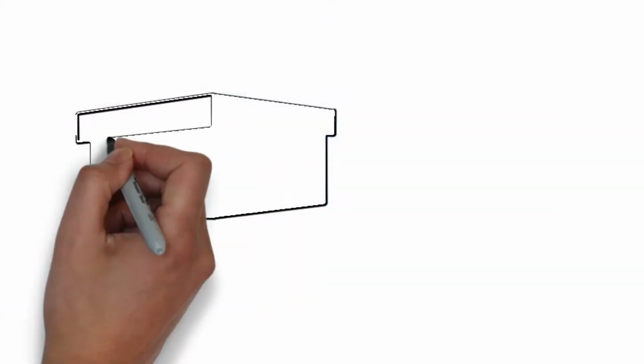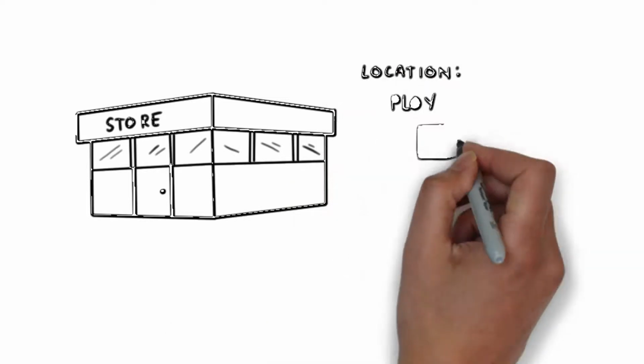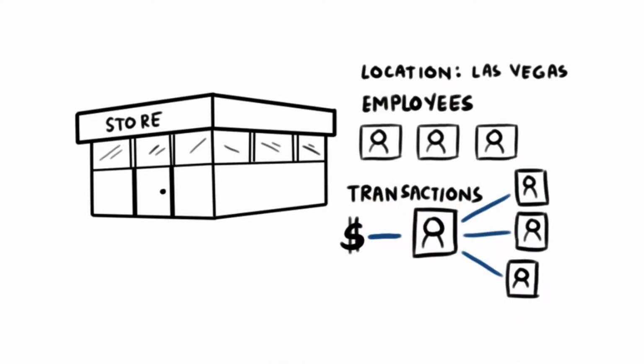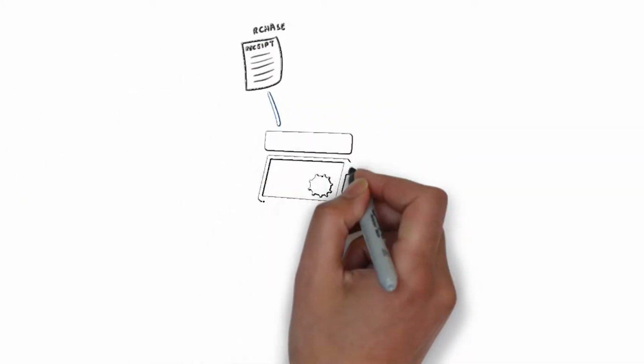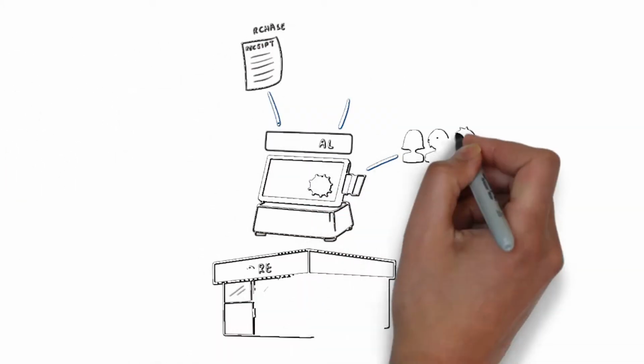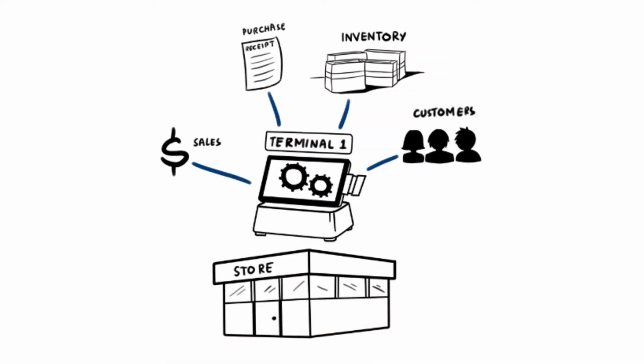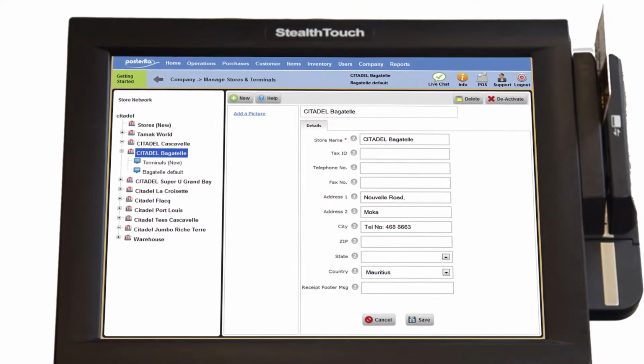A store is a branch of your business which has its address, employees, and which may operate any retail transactions independently. Each store must have at least one terminal where it can process operations such as sales, purchases, inventory management, and customer management. Each terminal must be linked to a price list.